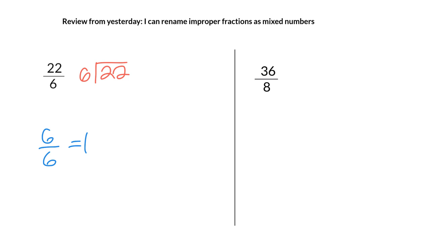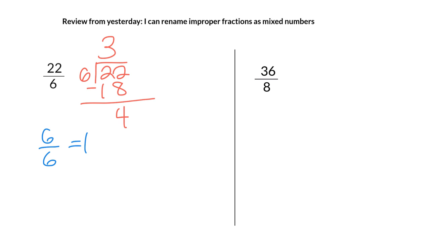And I saw students doing this in a bunch of different ways yesterday. Some of them were using skip counting. Some were using related facts. Some were using partial quotient. Whatever way you want to do this division, you totally can. I know that as close as I can get to 22 with 6 is 3 times, and that is 18. And then we are going to subtract and get 4.